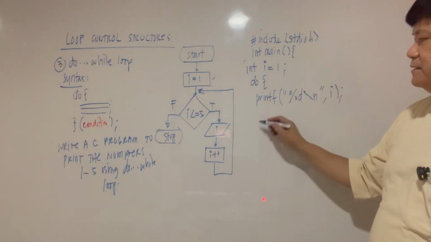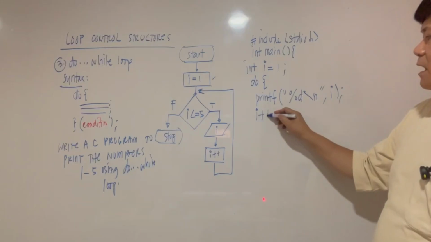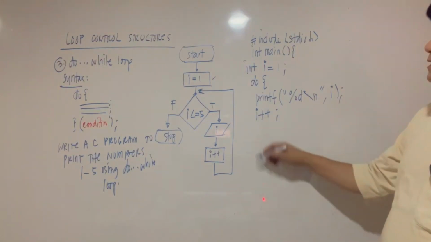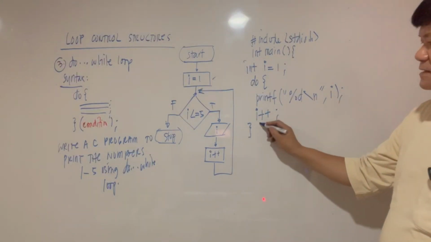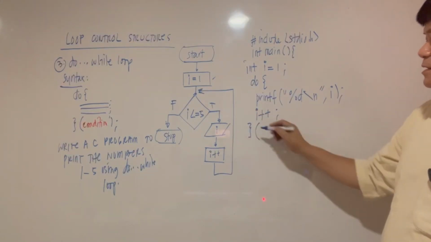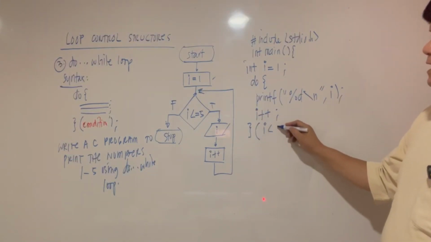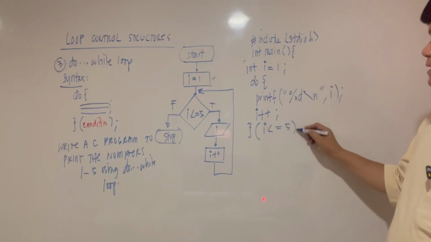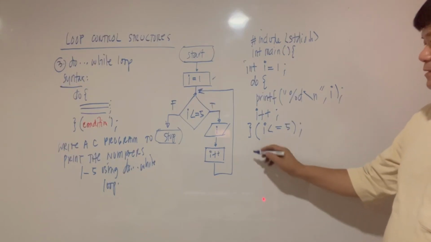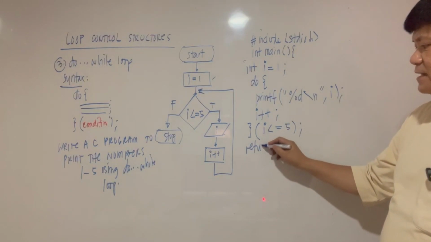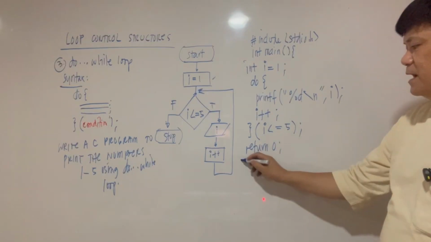Semicolon and then increment I. Semicolon and then end. Then the condition. You write the condition here. I is less than or equal to 5 followed by semicolon. Then that's it. That's the end of the program.